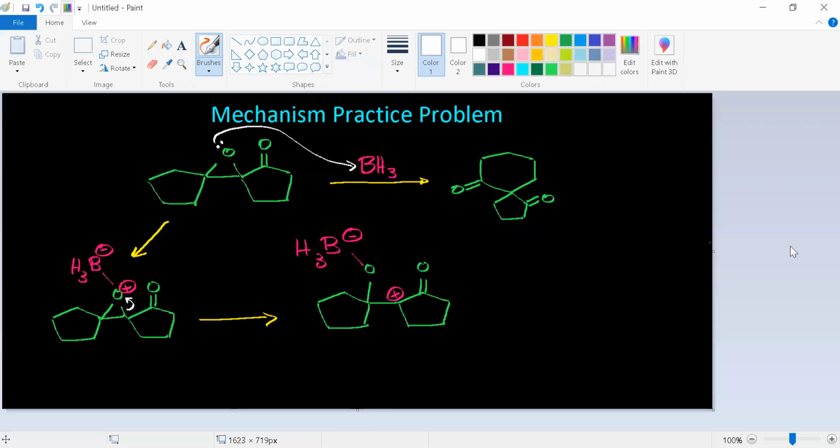At this point, we just need to satisfy charges again. You might think you're putting a positive charge on an alpha position to a carbonyl, which is already feeling a relatively large delta positive due to the inductive effect of that carbonyl.